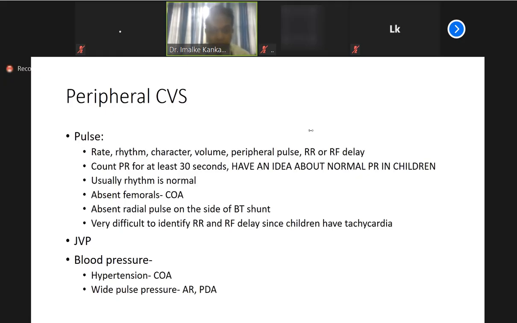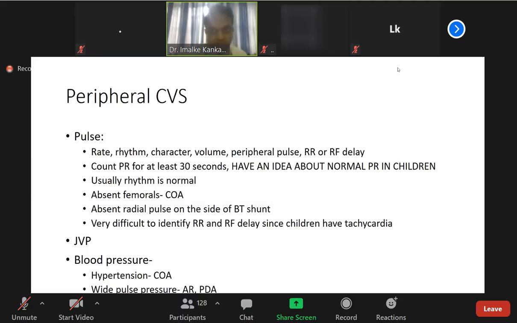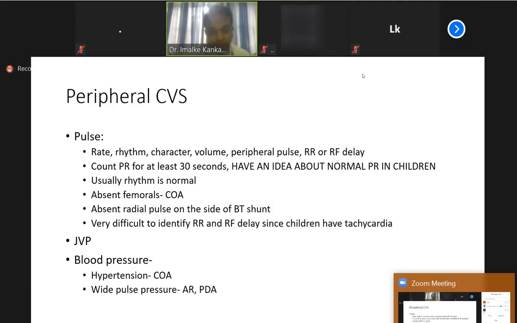So then can we comment on radiofemoral delay? Just say no radio-radial, no radiofemoral delay. You can say no delay, but maybe you would not have appreciated it.